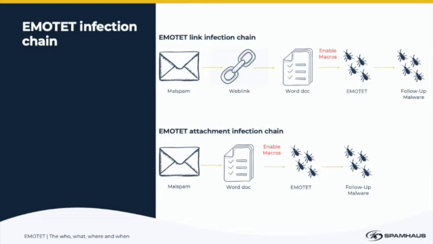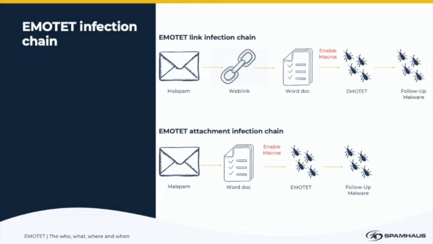So there are two types of infection chains that happen. The first one is the Emotet link infection chain. In that case, you get a malspam email, and in the malspam email body, there will be a web link. If you click on it, it would take you to a Word document which has macros in it. These macros are programmable, and when executed, they download an Emotet binary from the internet, and then you get the follow-up malware.